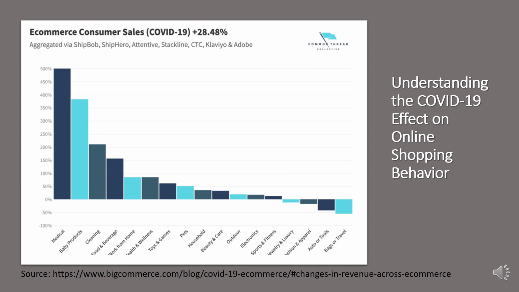Let's warm up a little bit, shall we? Look at this graph. The title is Understanding the COVID-19 Effect on Online Shopping Behavior. As you can see, there are many products there, such as medical, baby products, cleaning, food and beverage, work from home, health and wellness, toys and games, pets, household, beauty care. Well, you get the idea. When you look at this graph, what can you say? How do you analyze it? Can you at least type one sentence of an analysis based on this graph? Try and put it in the comment section below, yeah?